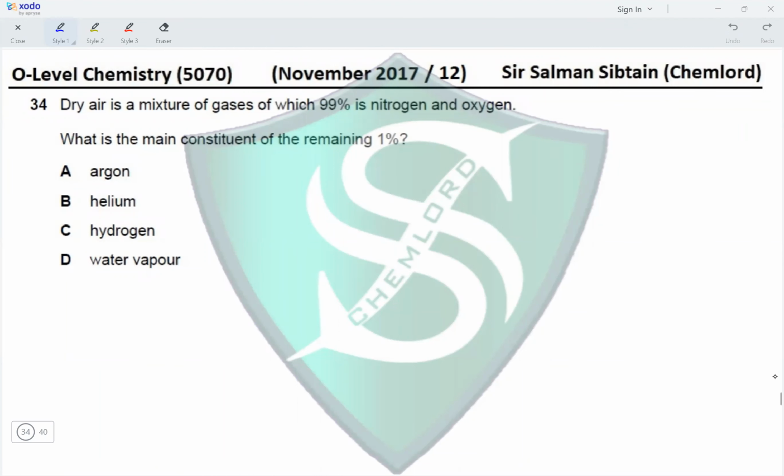Dry air is a mixture of gases of which 99% is nitrogen and oxygen. What is the main constituent of the remaining 1%? Argon, helium, hydrogen, and water vapor. So this is a question of recall from memory. The one with the highest percentage out of the remaining 1% is argon, occupying nearly 0.9% of the 1% volume remaining. So this makes option A the correct option for this question.